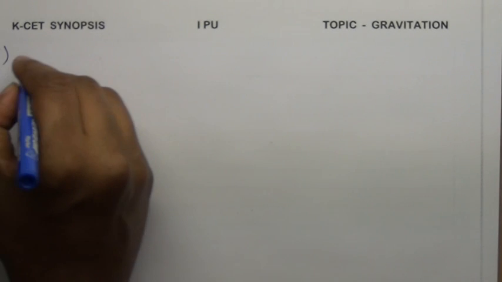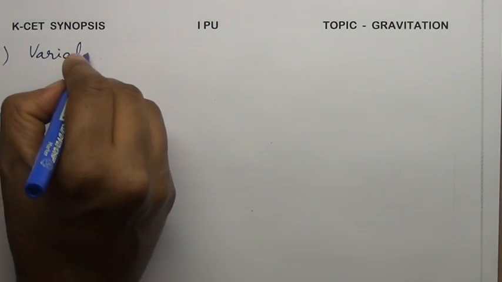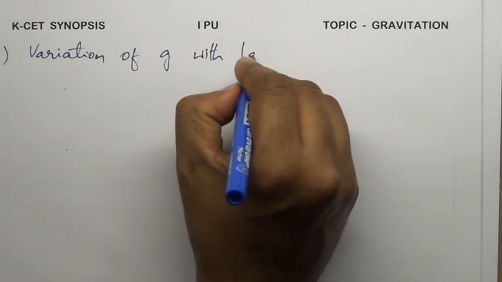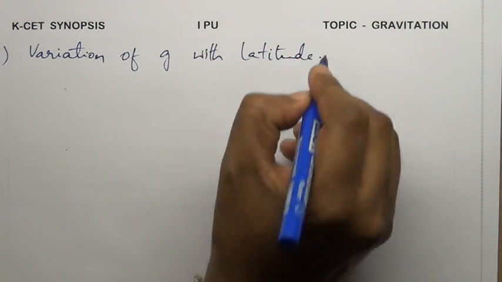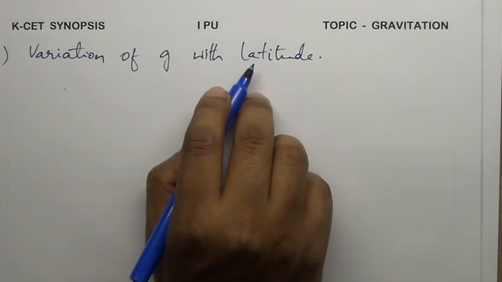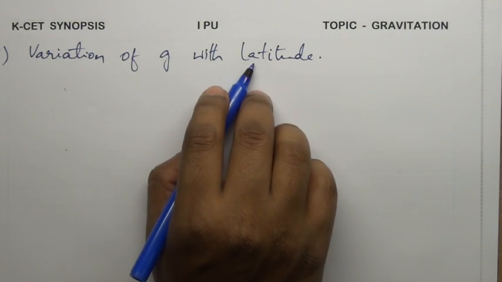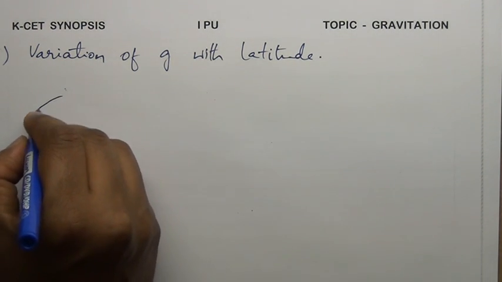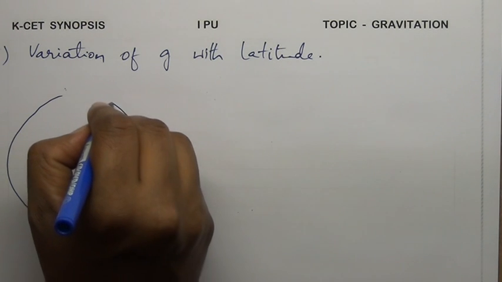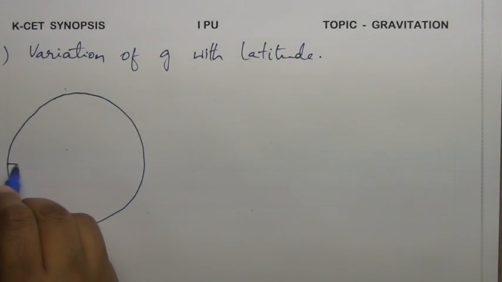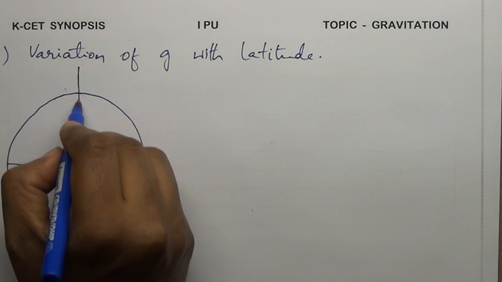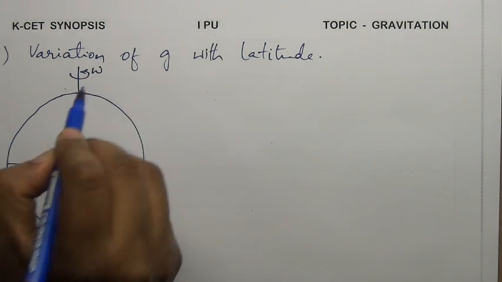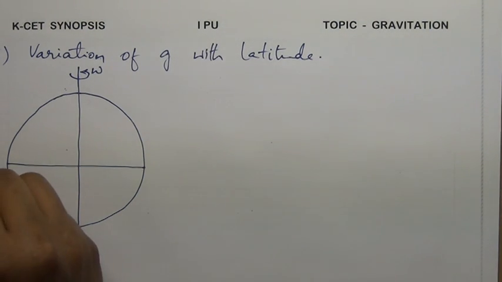Next, sixth, variation of g with latitude. This is required from the competitive exams point of view, but this is not there in the syllabus. Okay, if this is the earth, equator, axis of rotation, angular velocity omega, this is the equator.